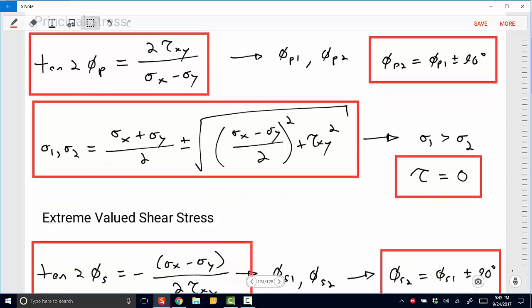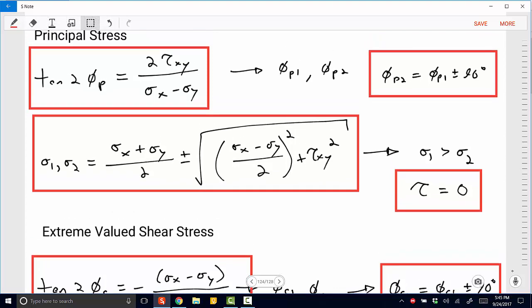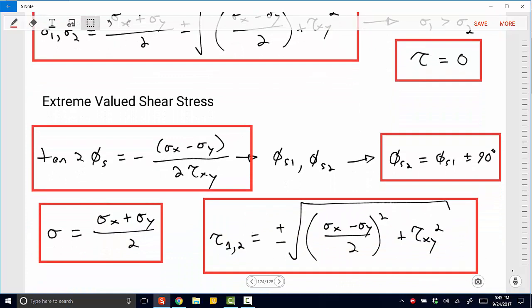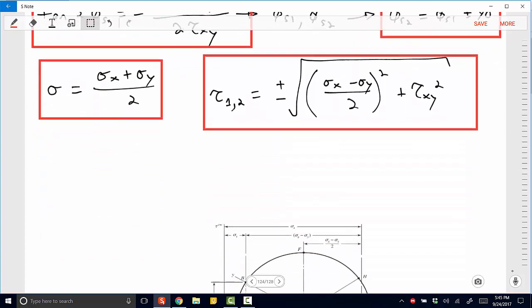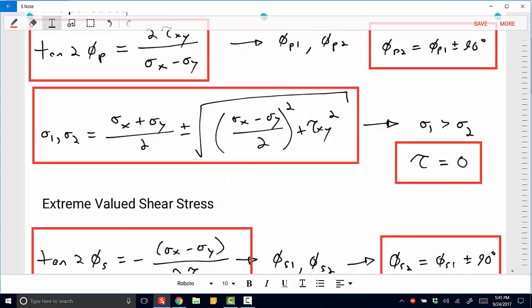Now the question becomes, how do we plot these points of interest, the principal stresses as well as the extreme value shear stresses, on an axis of normal stress and shear stress? How do we actually see where those lie when the x-axis is normal stress and our y-axis is our shear stress? Well, we do that by creating Mohr's circle, a Mohr circle diagram.